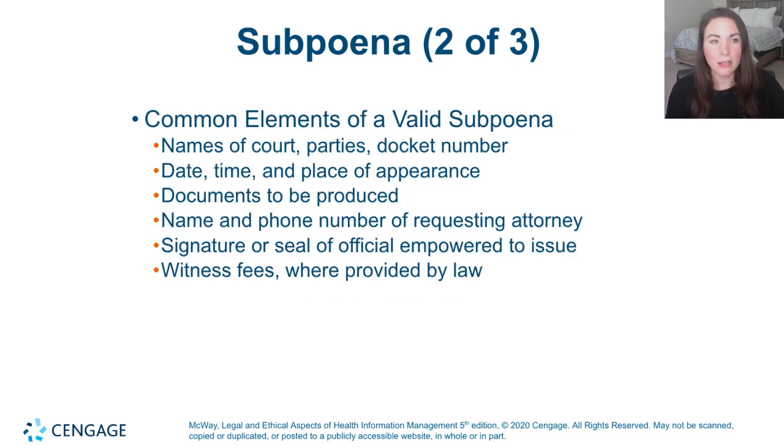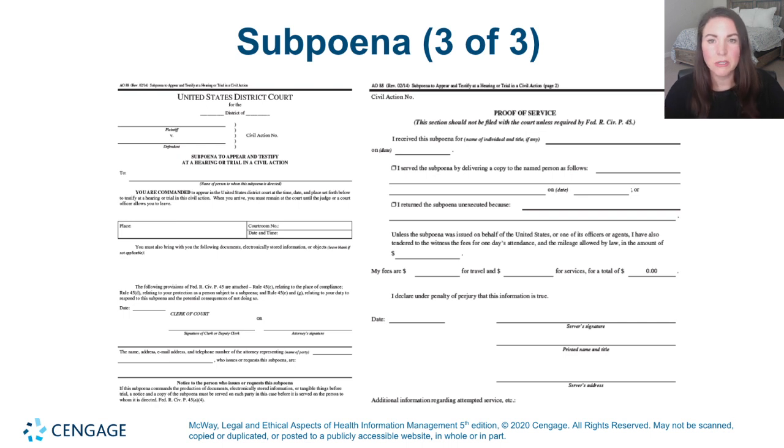Okay, there are certain elements that are common to all valid subpoenas. So it has to have the name of the court, the parties, the docket number, the date, time, and place of appearance, what documents are to be produced, the name and phone number of the requesting attorney, signature or seal of the official empowered to issue it, and any witness fees if provided by law. This is an example of what a subpoena looks like. This image is also in your ebook, so you can either pause this or check that out on your own later.